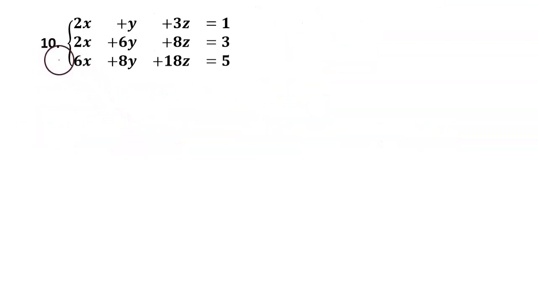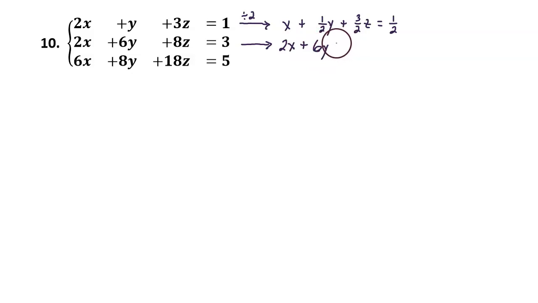Next, number 10. Again, the first step of Gaussian elimination is to have that first term have a leading coefficient of 1. So let's transform it by dividing all terms by 2. This becomes x plus 1/2 y plus 3/2 z is equal to 1/2. At this point in time, I'm going to keep the second equation the same. And keep the third equation the same.